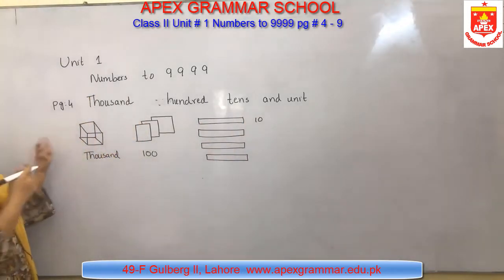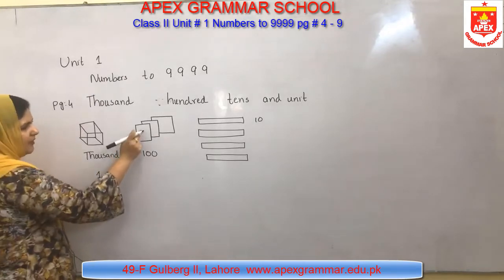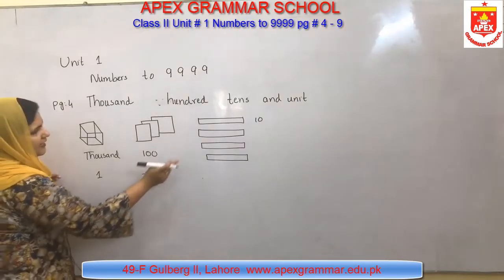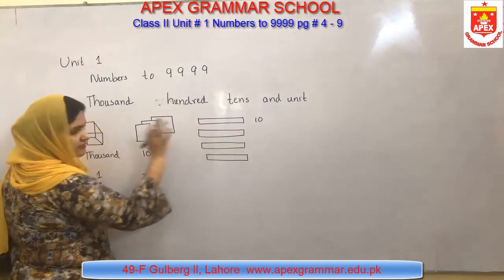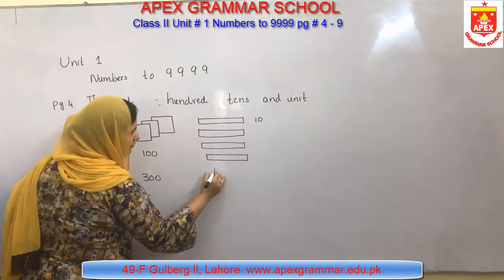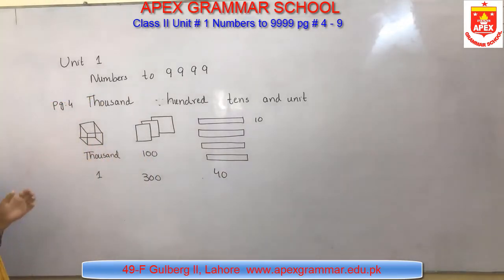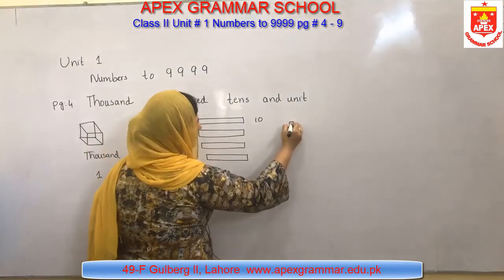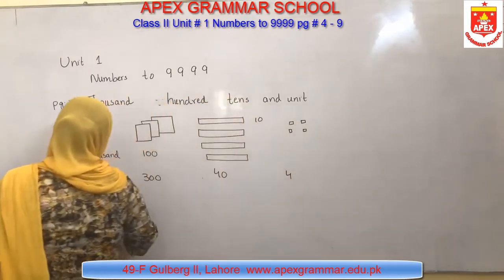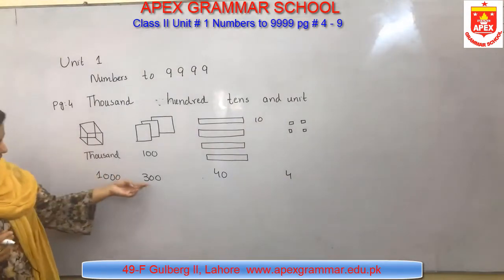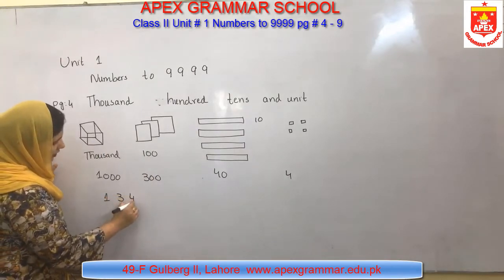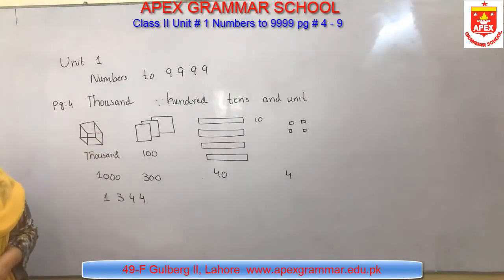How many thousands? 1 cube, it means 1000. How many sheets? 1, 2, 3, it means 300. And how many strips? 10, 20, 30, 40. Each strip is equal to 10. And these are the single boxes, each equal to 1. This is 4, so the answer is 1344.